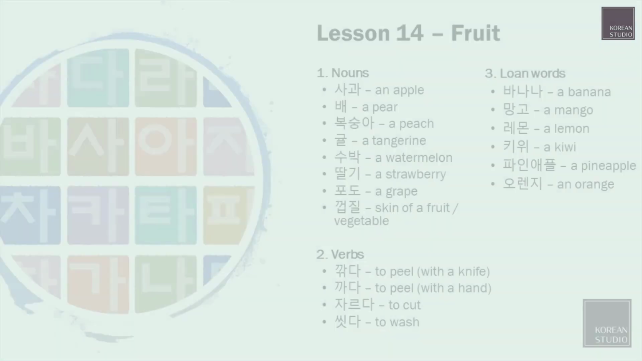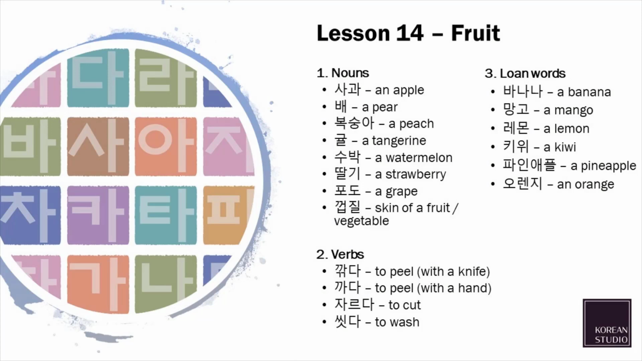Fantastic job today, well done. In today's lesson, we learned a number of fruit words that are loan words, and other fruit words that are different in Korean. First, apple in Korean is 사과, a pear is 배, and peach is 복숭아. The peel of any fruit or vegetable is called 껍질, and to talk about peeling fruits with knives, we use the verb 깎다. Then we learned that tangerine is 귤, and to talk about peeling things with our hands, we use the verb 까다. Watermelon in Korean is 수박, and the verb to cut in Korean is 자르다.